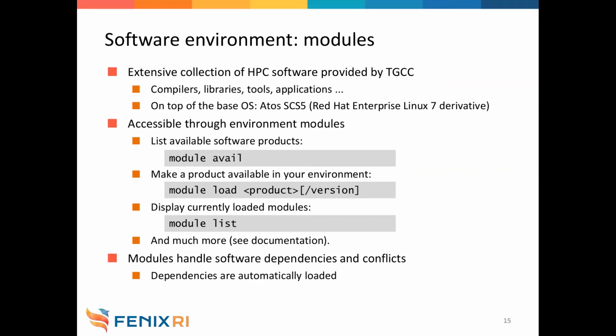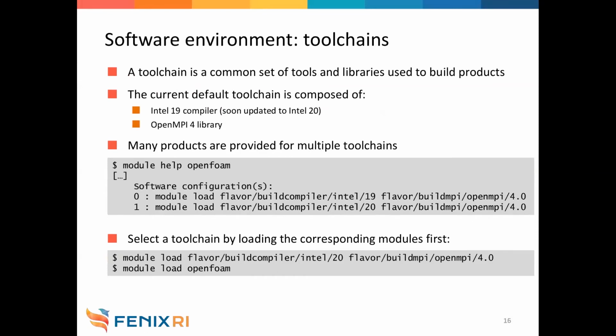Modules handles dependencies for you, so it's a very convenient way when you need to use software. A toolchain defines a set of tools built with a given compiler and MPI version. So the current default toolchain is made of the Intel 19 compiler. It will soon be Intel 20. And the MPI4 library.